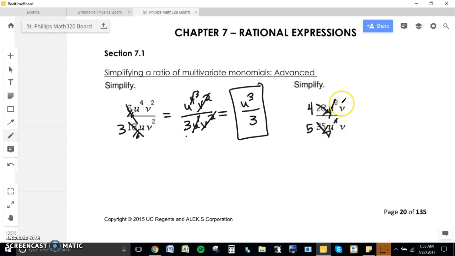And then same deal here with v over v. That's v to the 1st over v to the 1st. If we take away a v from the top and a v from the bottom, there are no more v's, and we're left with 4 over 5u. And that would be our answer there.